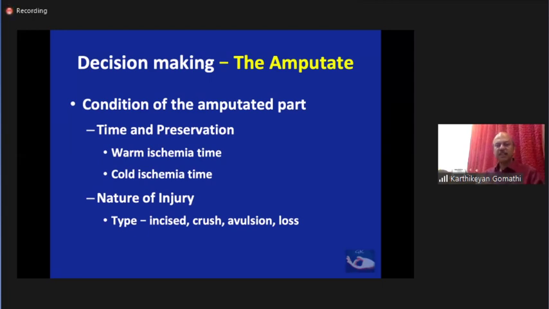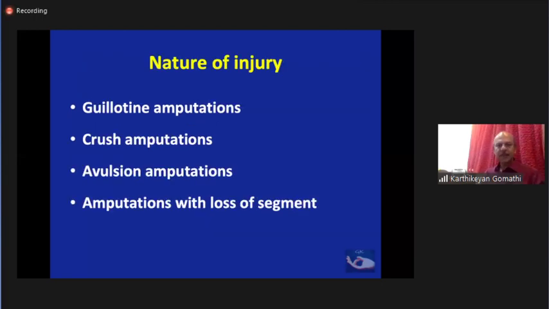Then we need to see the nature of injury. How has the crush been? Is it an avulsion? The nature of the injury could be a clean guillotine amputation, in which case there is no problem. We can go ahead with the replantation, provided the patient's general condition is good and the proximal stump is good. Or it could be a crush amputation or an avulsion amputation, a crush amputation caused by a bigger machine or bigger force, or amputations with a loss of segment.